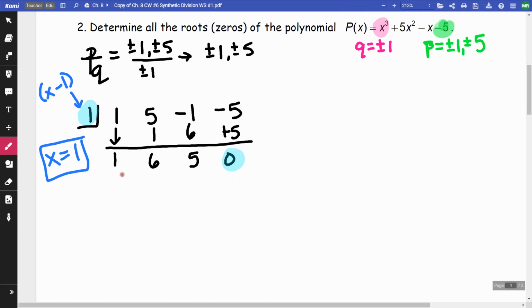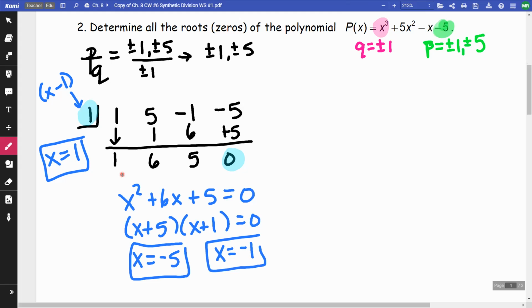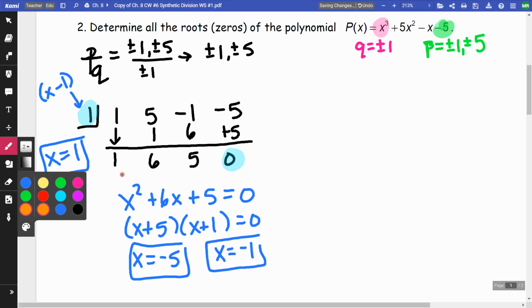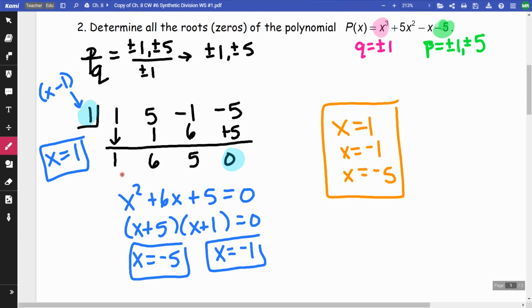So this is really x squared plus 6x plus 5, and I'm going to set that equal to 0 and solve. And I can factor that. I'm going to get an x plus 5 and an x plus 1. So another answer is a -5 and a -1. Notice all 3 of these are from our possibilities. So let me just list it out. So again, I had x equal 1, x equal -1, x equal a -5. Those are our 3 solutions.